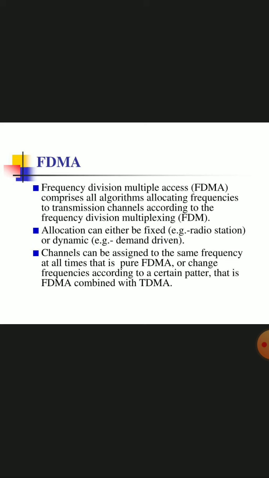In frequency division multiple access, channels can also be assigned to the same frequency, like channel 98.5. The channel can be changed at all times, and that is pure FDMA. Or you have to change the frequency according to a certain pattern. That is FDMA always combined with TDMA, time division multiplexing. If you need to change the frequency, it is possible only along with TDMA.